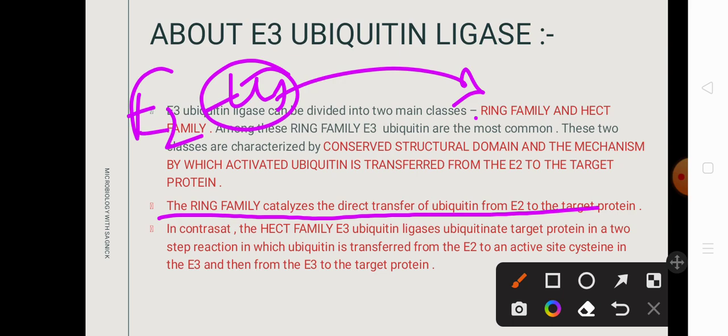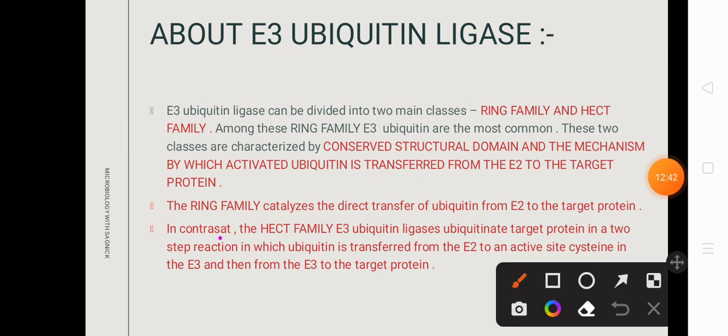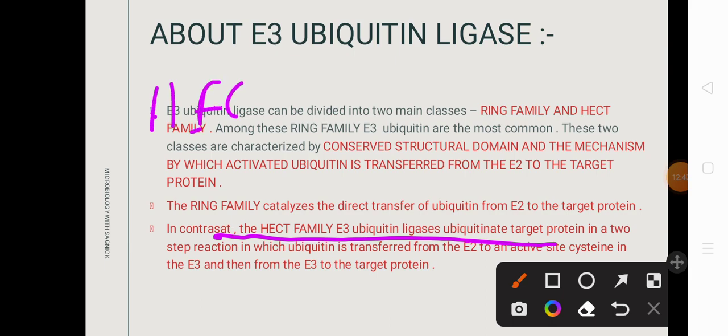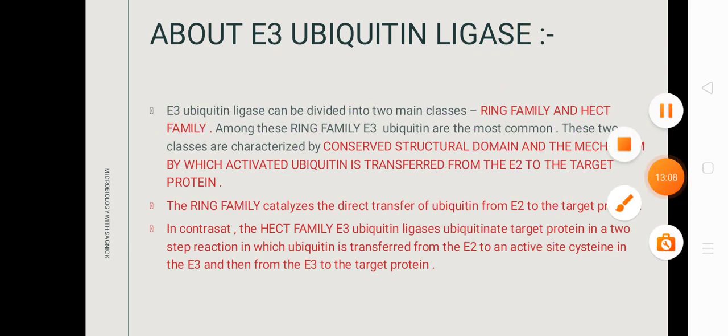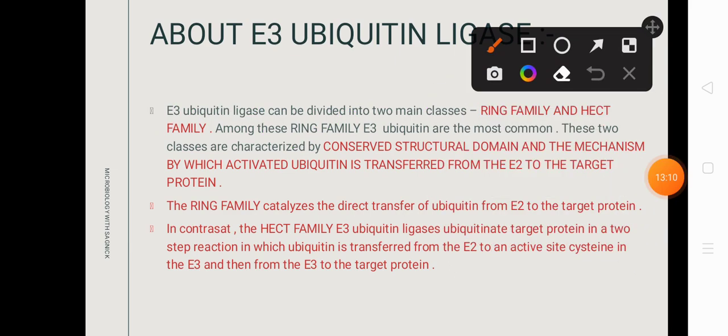But it is quite different in case of the HECT family of E3 ubiquitin ligase, because in the HECT family, the ubiquitin will be first transferred from E2 to the active site of the E3, and then from the E3 it will be transferred to the target protein. That is the idea of how HECT works. And in that particular case, in the E3 there should be a cysteine residue in the active site.